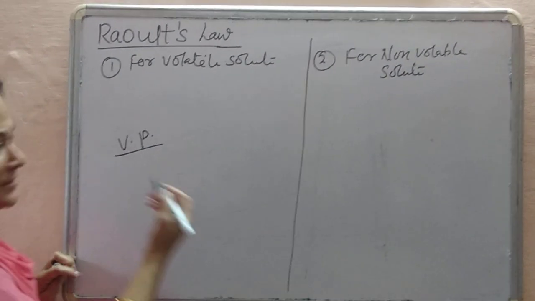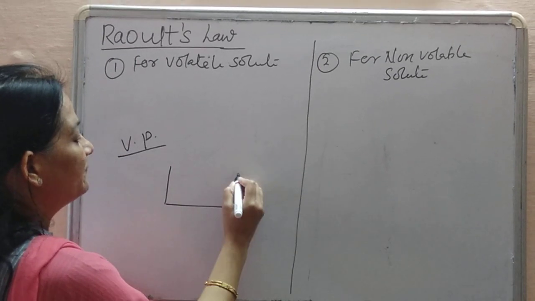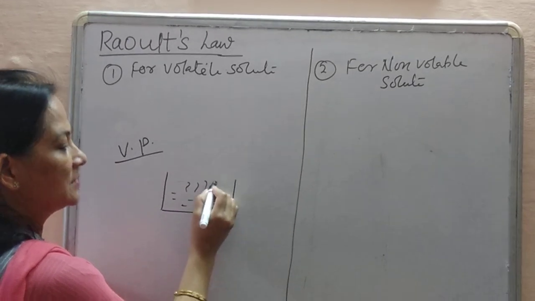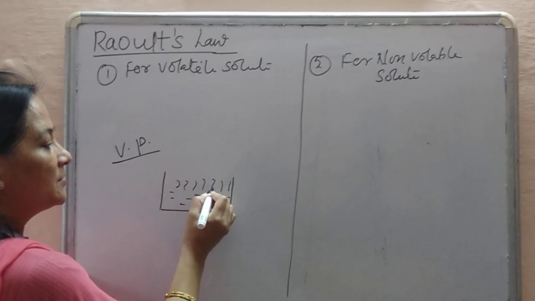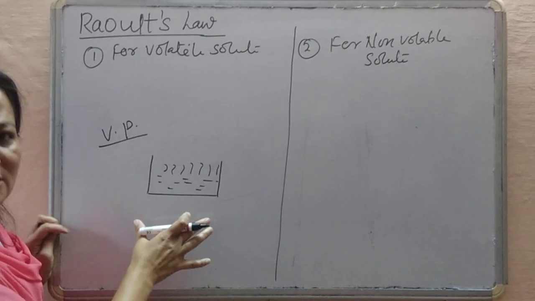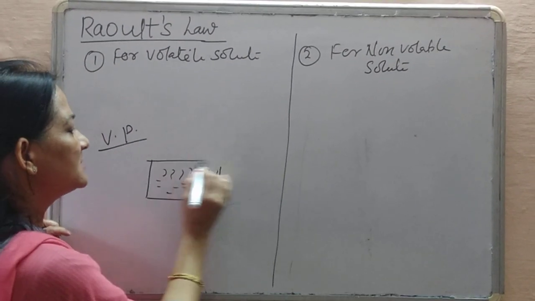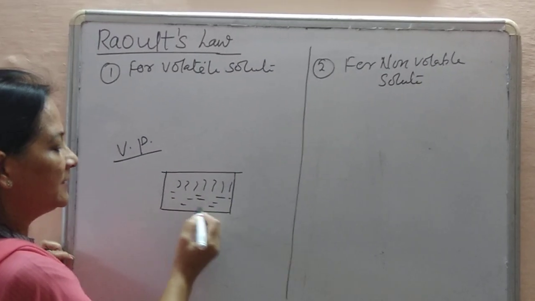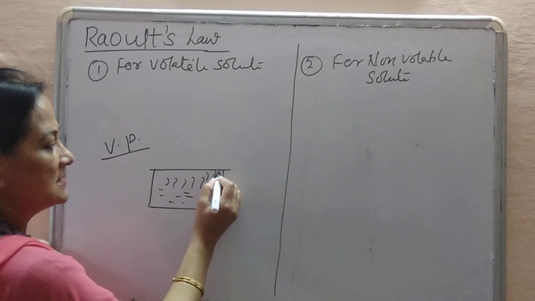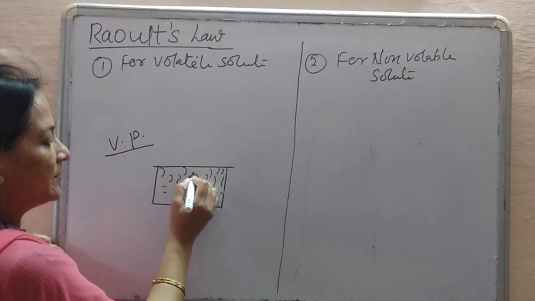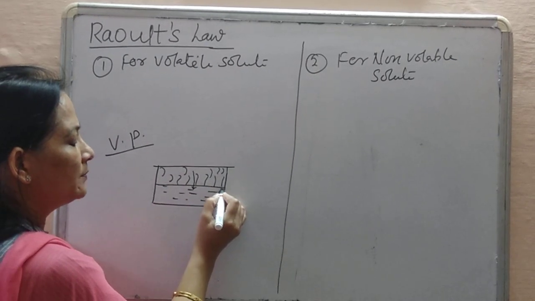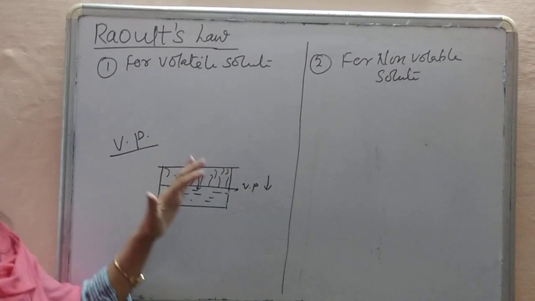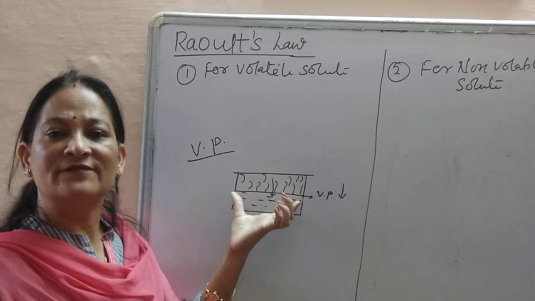So how will we measure this vapor pressure? Suppose we are taking water in a container and this water is forming vapors. These vapors will escape if the system is open. So first we have to make the system closed. In the closed system, what will happen? The water will convert into vapors, and when these vapors exert pressure over the top layer of the liquid, that pressure will be called vapor pressure. So it is the pressure exerted by vapors on the surface of the liquid.